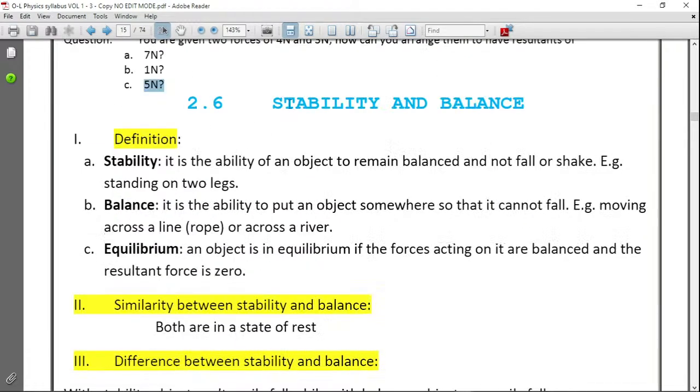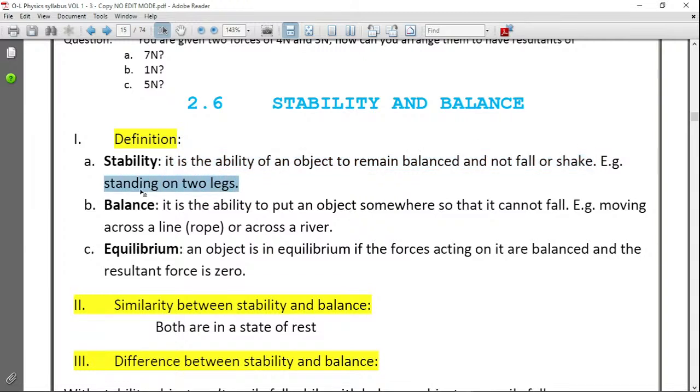So this chapter 2 ends with stability and balance. Stability is the ability of an object to remain balanced and not fall or shake. For example, standing on 2 legs, you are stable.